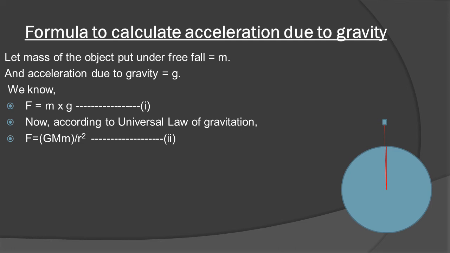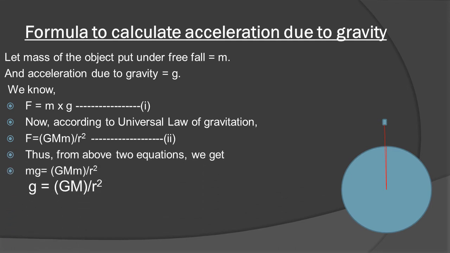Now let us equate these two equations, equation number 1 and equation number 2. So what we will get? mg is equal to GMm upon r square. What is the same here on the left hand side and right hand side? Mass of the object, right? So we will eliminate that. So what remains behind? Small g is equal to GM upon r square, and this is the formula with which you can find out acceleration due to gravity.